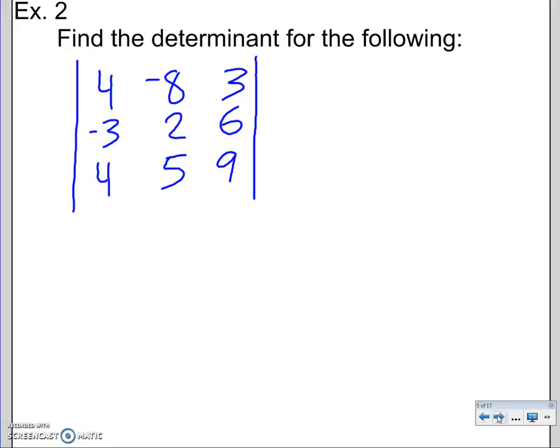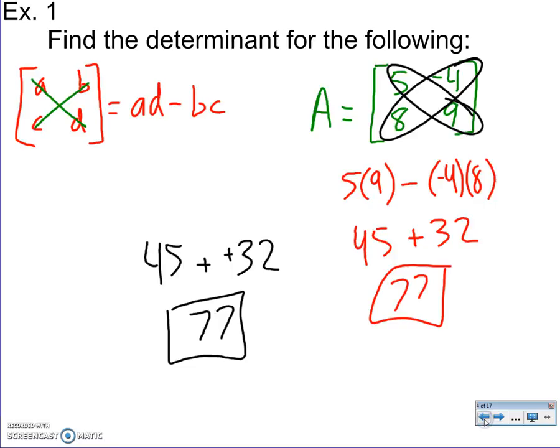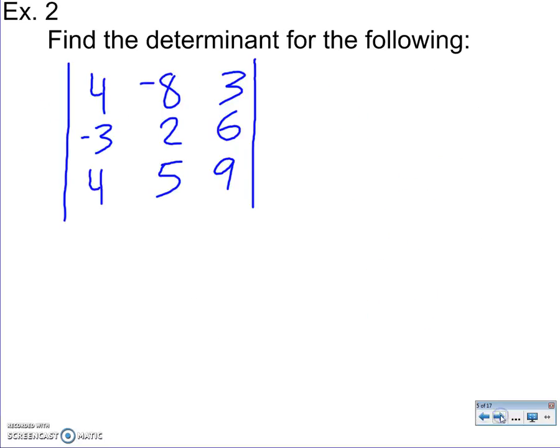Find the determinant for a 3 by 3. There is no formula here, but we're going to follow the same idea. So here we did diagonals, we'll do diagonals again. But you have to rewrite the first two columns at the side. So I'm going to rewrite this, negative 8, 2, 5, 3, 6, 9.